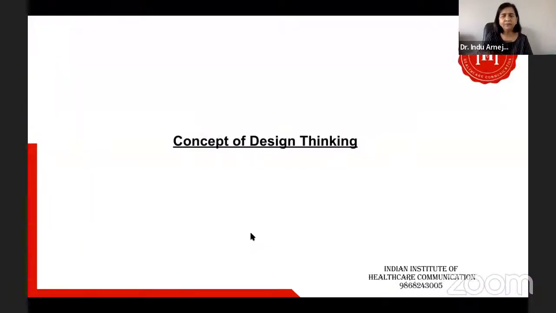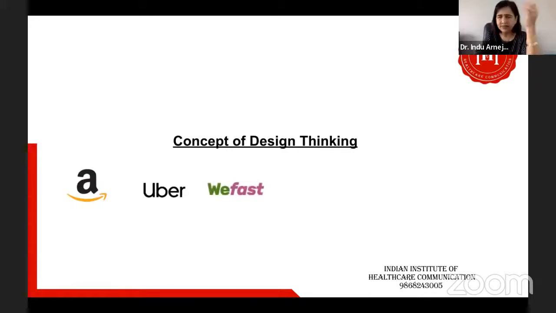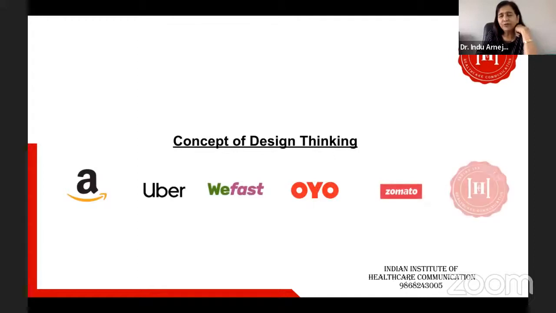your clients. So if I may quickly share this screen with you and further talk about what exactly we mean by design thinking. Design thinking is something where you align your services as per the requirement of your client. For example, if you look at things like Amazon, Uber, WeFast, Oyo, Zomato, and IHC, they are aligning their services to meet the need of the client in a manner that it's a delight to avail their services.